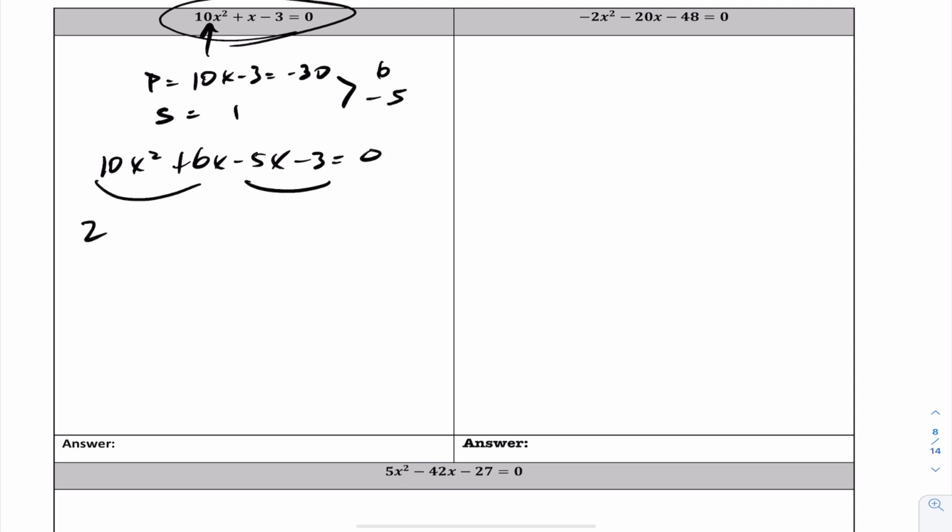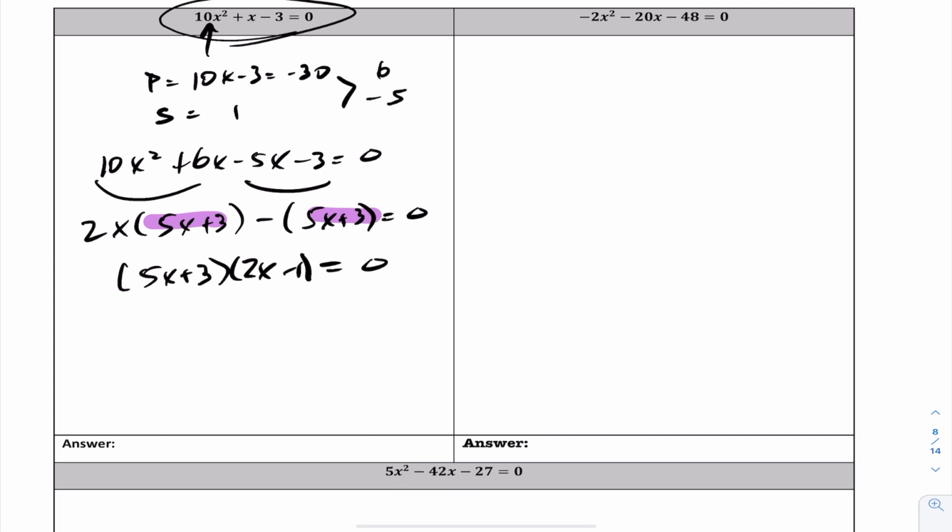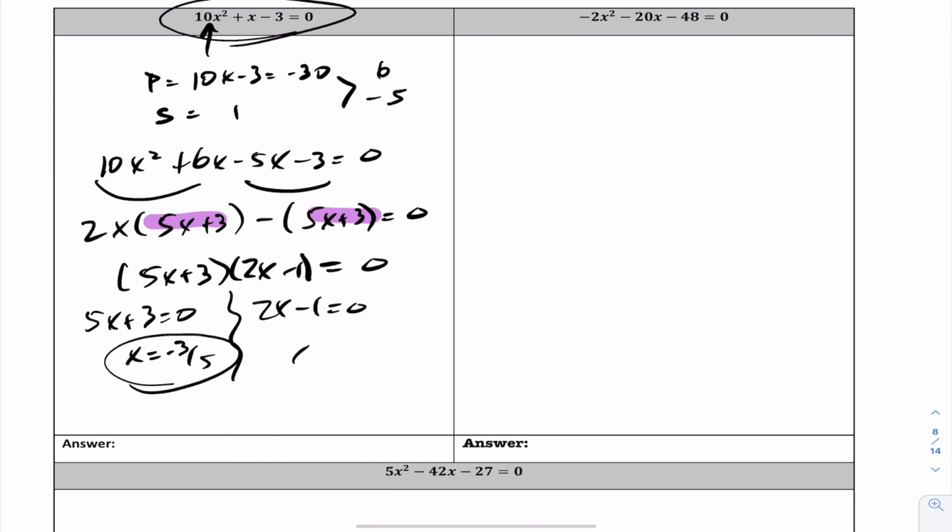I'm going to GCF a 2x out, in which case I'm left with 5x plus 3. GCF a minus sign out, in which case I'm also left with a 5x plus 3. We end up with a 5x plus 3 on both. Factor that out, and you're left with a 2x minus 1 is 0. And we have the product of two expressions is 0. Either 5x plus 3 is 0 or 2x minus 1 is 0, in which case x is equal to minus 3/2 or x is equal to 1/2.